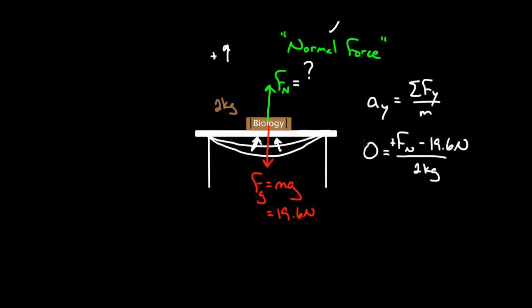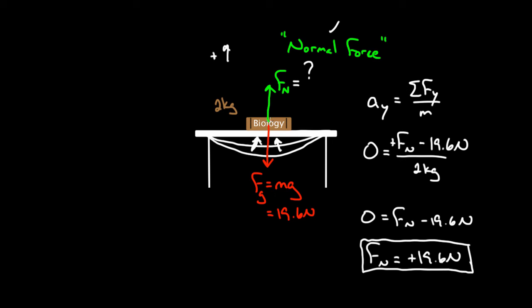Turns out it doesn't matter because I can multiply both sides by 2. 0 times 2 is still 0, equals Fn minus 19.6 newtons. And if I solve for Fn, I get that it's just 19.6 newtons. What's going on here? Well, this had to be like this. If the biology book is not moving, it's not accelerating, that means the forces are balanced in the vertical direction. That means the normal force just has to be equal to the gravitational force. That actually makes sense.